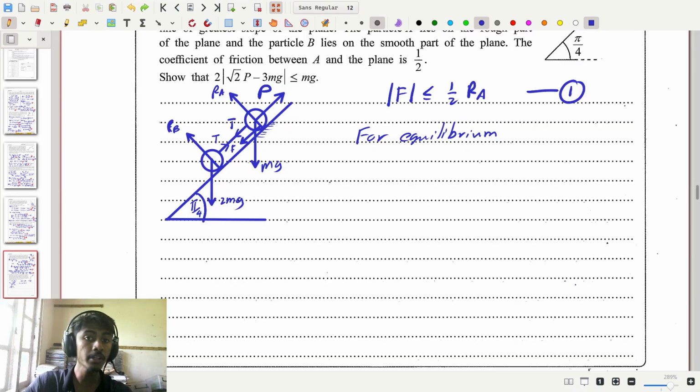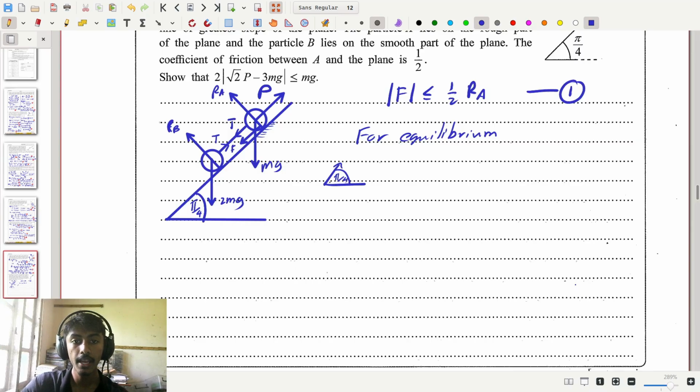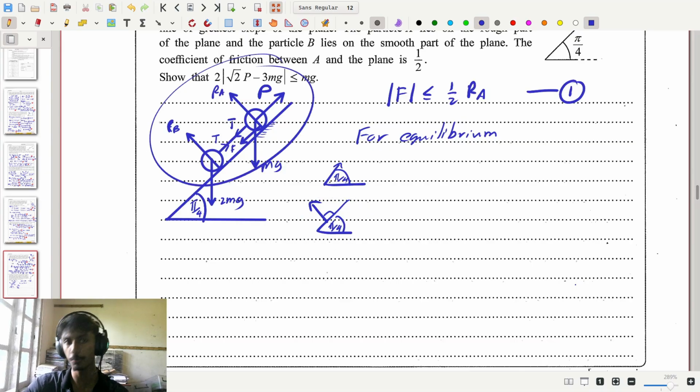Now, for this, I'm going to consider two directions. I'm going to consider the direction up the slope, and I'm also going to consider the direction perpendicular to the slope like this. So I'm going to apply for equilibrium. I'm going to write in the direction up the slope like this, where the angle to the horizontal is pi by 4, and the direction perpendicular to the slope like this, where this angle is 90 degrees, and this direction is direction up the slope, and therefore this angle is pi by 4. So we are going to be considering equilibrium in this direction and this direction for all of these objects.